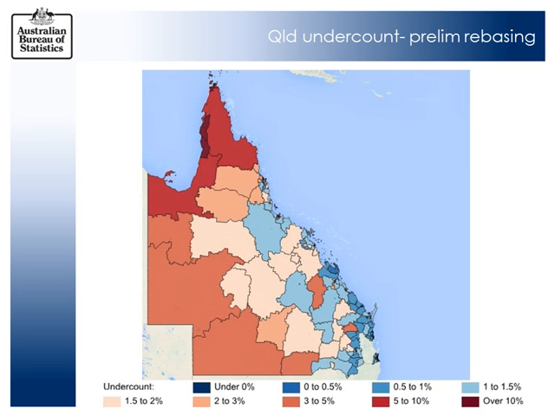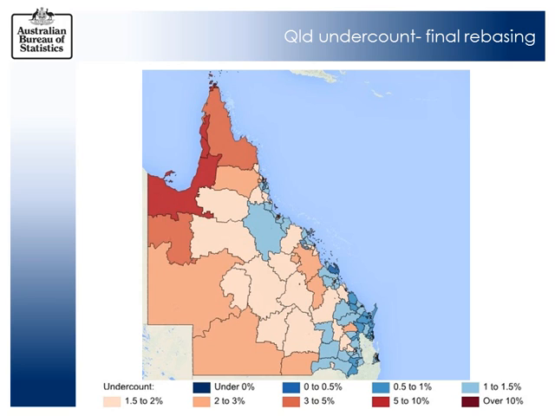Here is rest of Queensland, where the darker blues represent very low undercount, up to darker reds, which are very high. So this is how the undercount was distributed to SA2s in preliminary rebasing and final rebasing. Here it is again, preliminary rebasing and final rebasing.